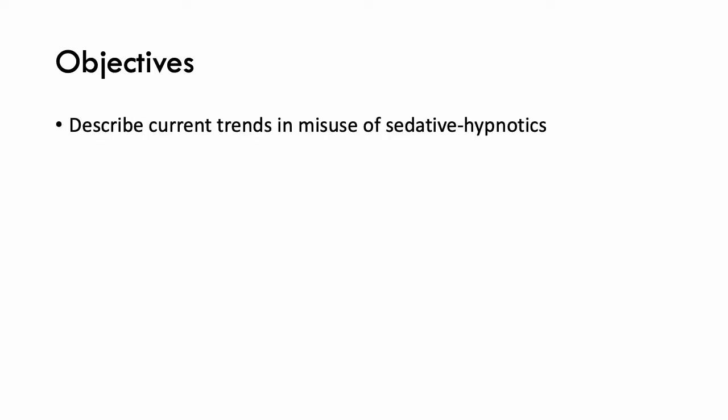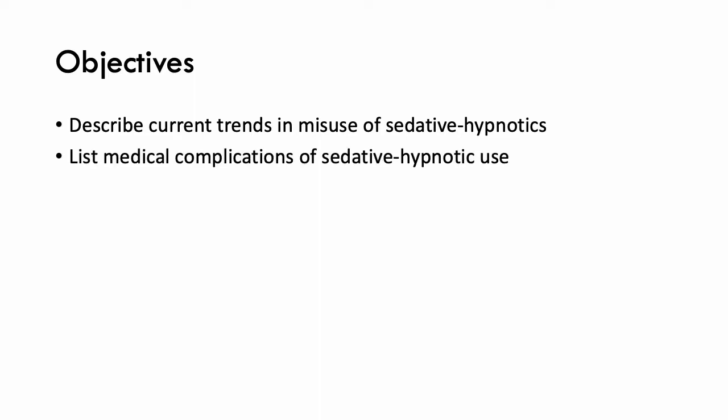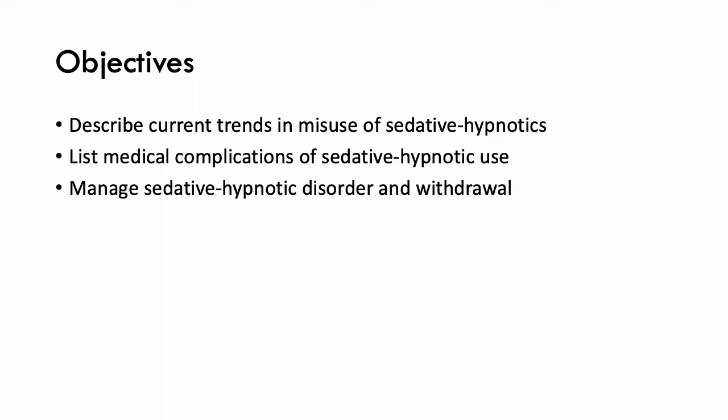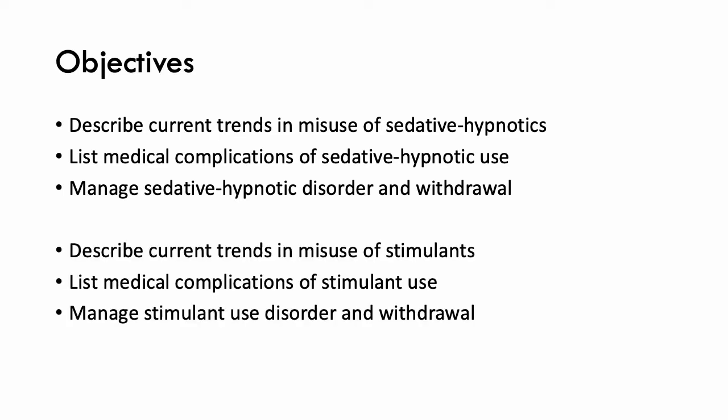So today we're going to spend some time on two types of substances, sedative hypnotics and stimulants. First off, we're going to talk about current trends in the misuse of sedative hypnotics. We'll talk about some medical complications of sedative hypnotic use, as well as how to manage sedative hypnotic disorder and withdrawal. And then we'll do it all again for stimulants.